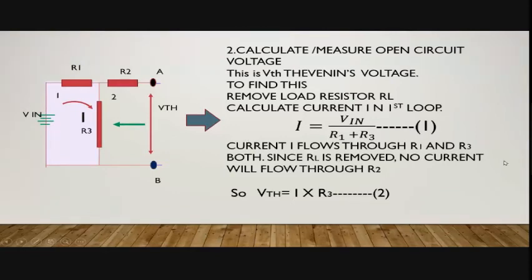Since RL is removed, no current will flow through R2. So VTH, that is the voltage across these two points, will be the same as the voltage across these two points. That is current I into the resistance R3. So what have we found out? We have found out the voltage VTH, that is equal to I into R3.